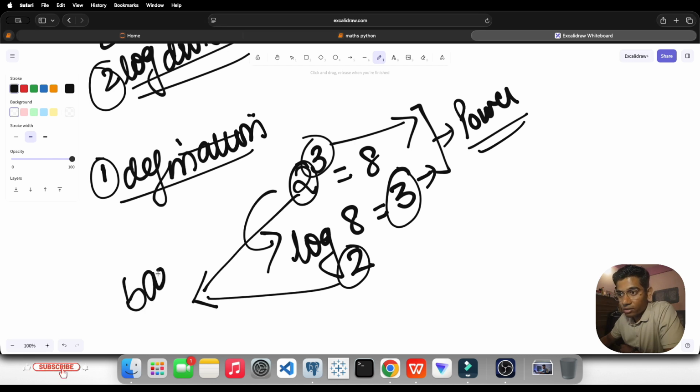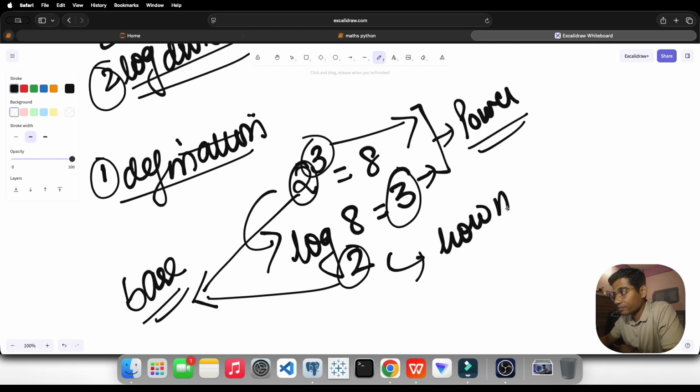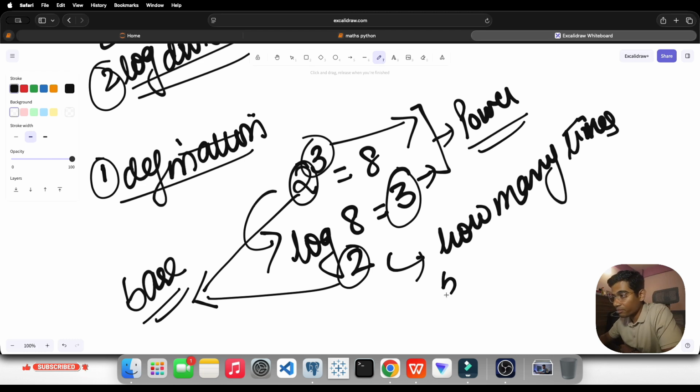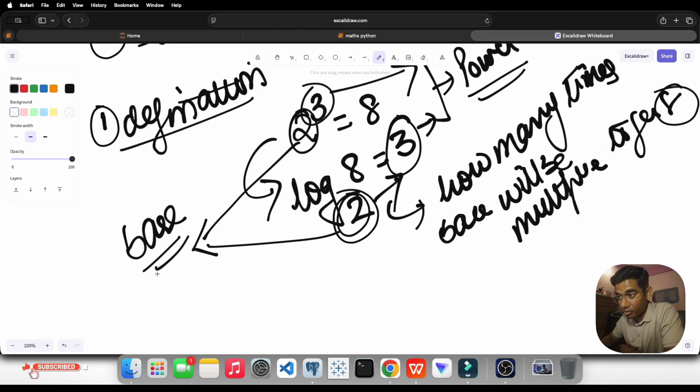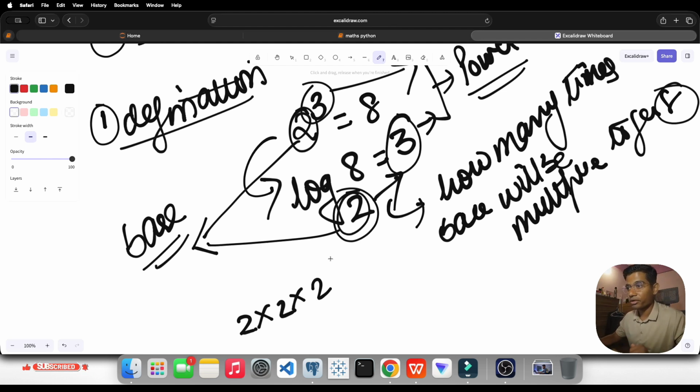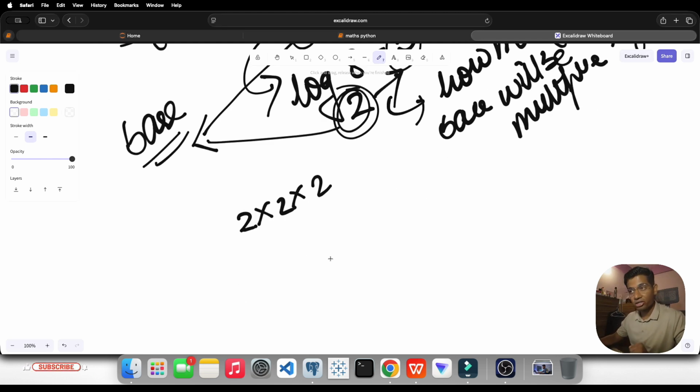2 is called the base. So indirectly it is all about how many times the base will be multiplied to get 8. So 2 will be multiplied 3 times. Not 2 into 3, it is 2 multiplied 3 times. And then we will get the output. This is the normal definition of log.